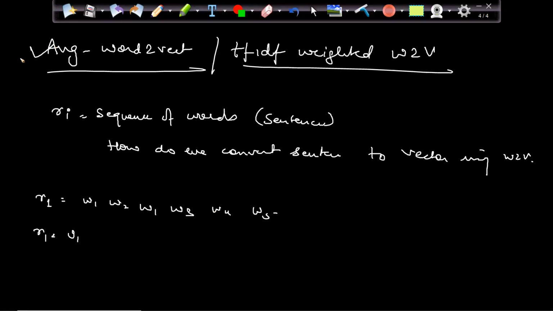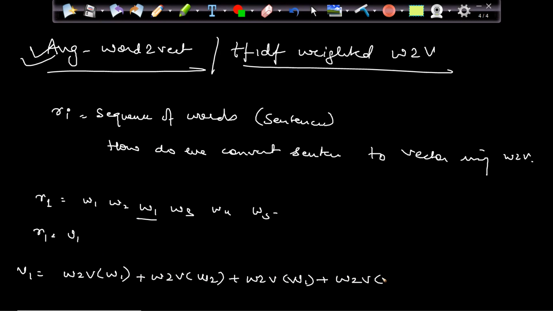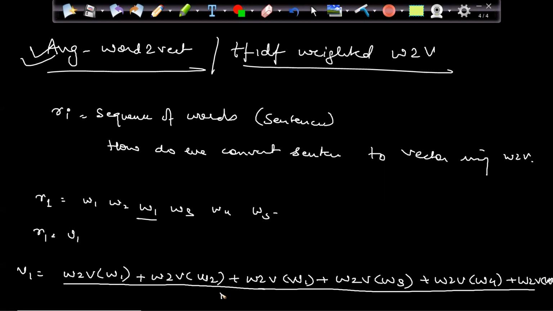And then I will apply this technique, average Word2Vec. So basically, my vector V1 will be nothing but Word2Vec of word 1, plus Word2Vec of word 2, plus Word2Vec of word 1 again, plus Word2Vec of word 3, plus Word2Vec of word 4, plus Word2Vec of word 5, and divided by the number of words. I will get one vector V1.